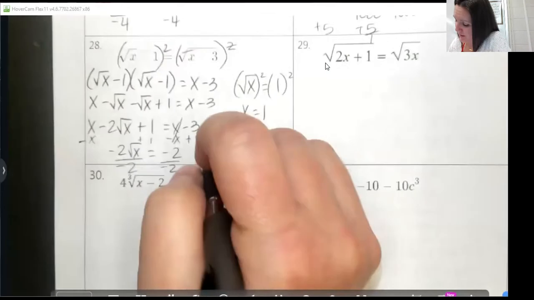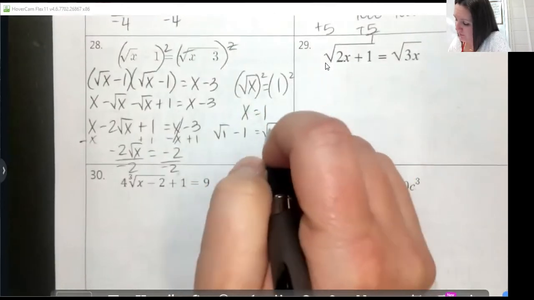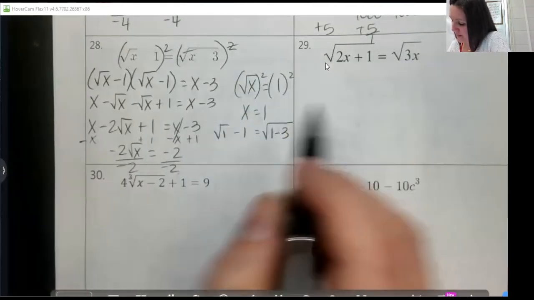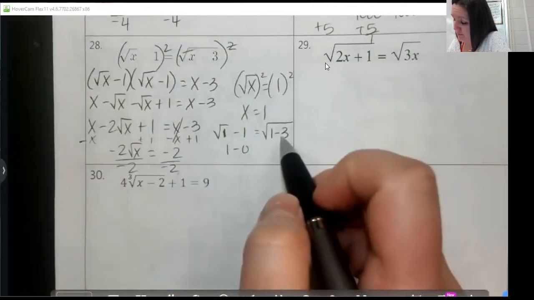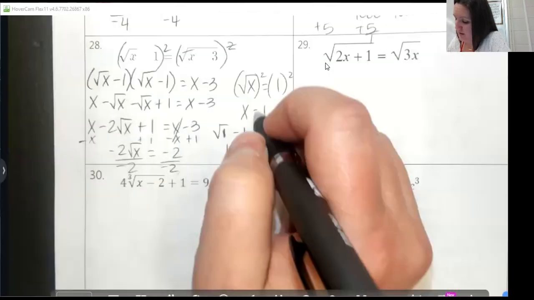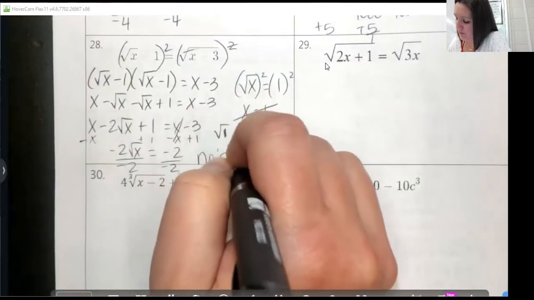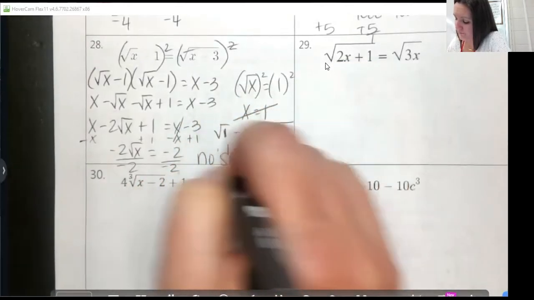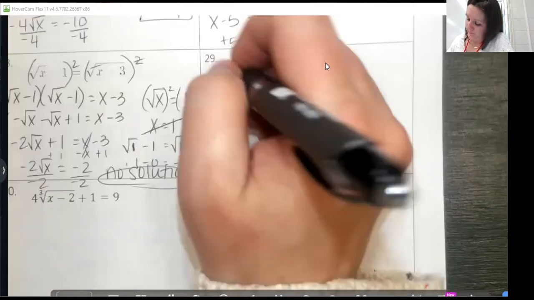Let's plug this back in to make sure that it works. Square root of 1 minus 1 equals square root of 1 minus 3. Square root of 1 is 1, 1 minus 1 is 0. Ooh, it does not work, does it? 1 minus 3 is -2. Nope. So this one is also no solution. Bummer. Thought it was going to be better.